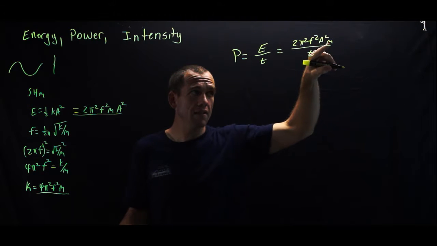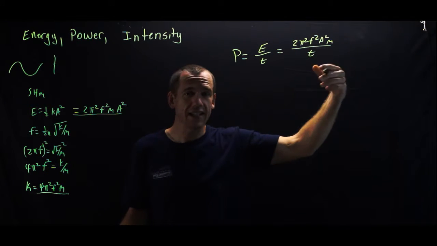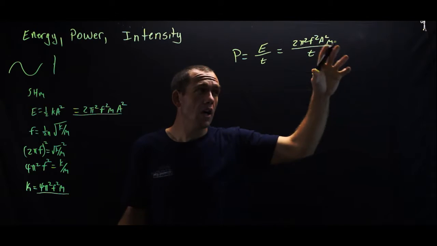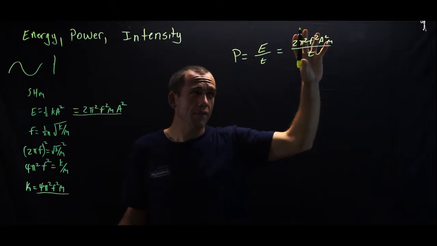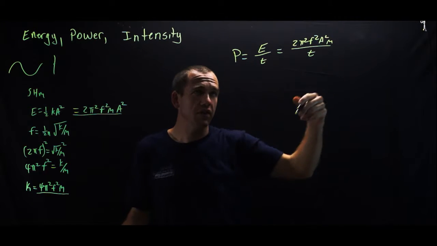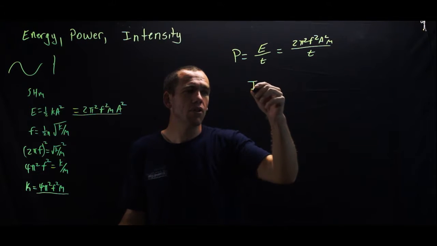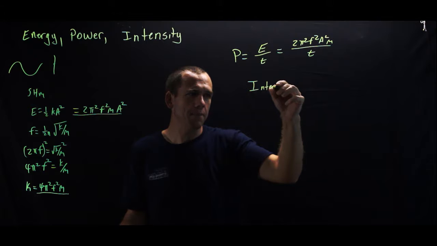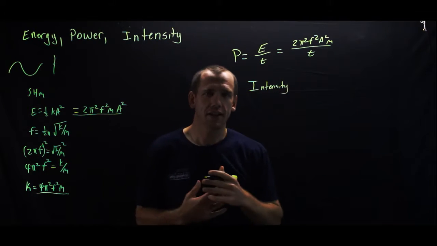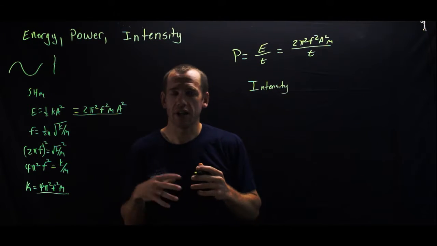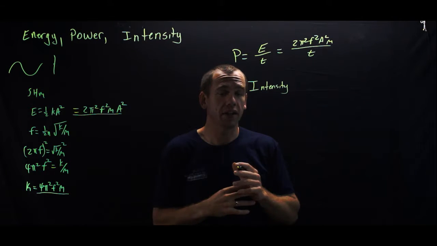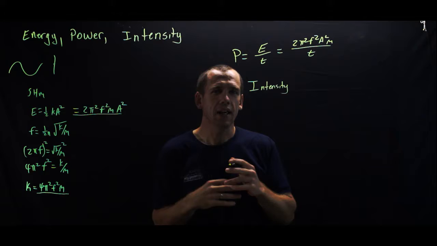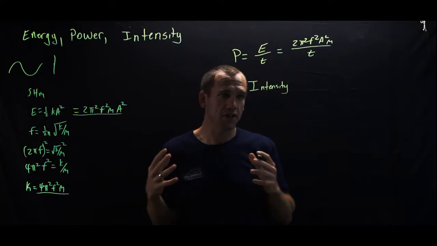Now, we can make some substitutions with M in terms of density and volume if we want to, so that we can deal with this on another level. But for now, I'm just going to leave it like this. The last thing I want to look at is intensity. Intensity is a little bit different than power or energy. Energy is telling me how much energy is being transported. Power tells me how quickly that energy is being transported. Intensity actually has to do with how that energy is distributed.